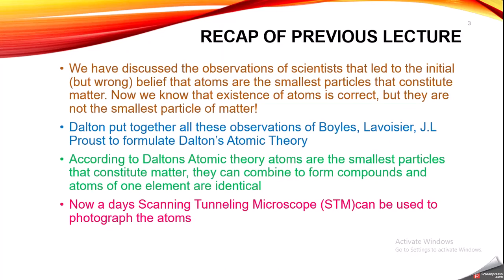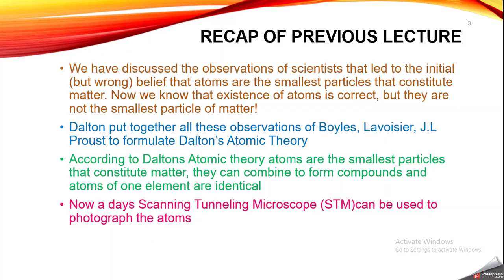So let's first have a recap of the previous lecture. In the previous lecture, we discussed the observations of scientists that led to the initial but wrong belief that atoms are the smallest particles that constitute matter. Now we know that the existence of atoms is correct, but they are not the smallest particles of matter.